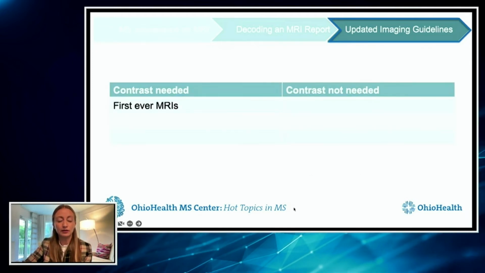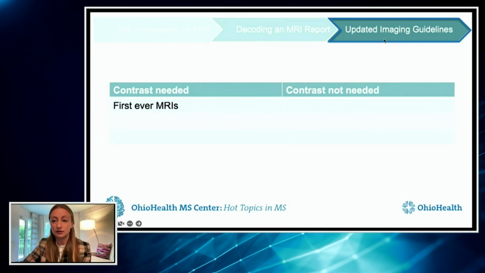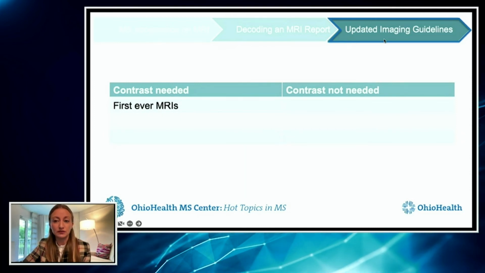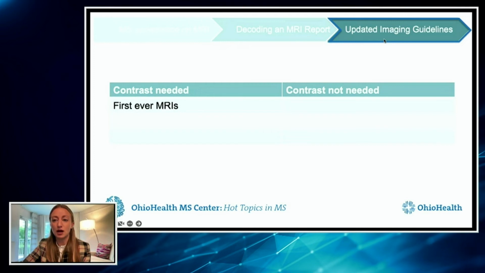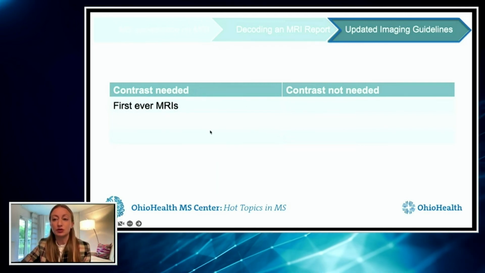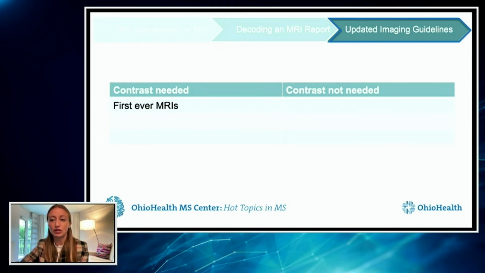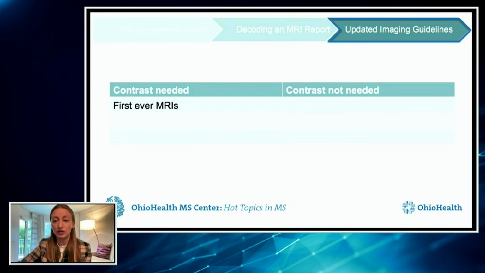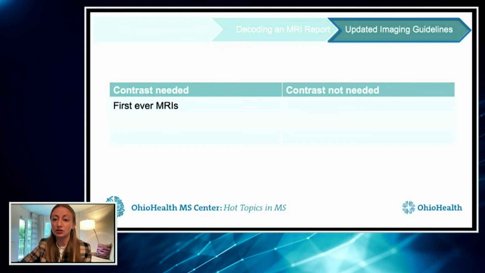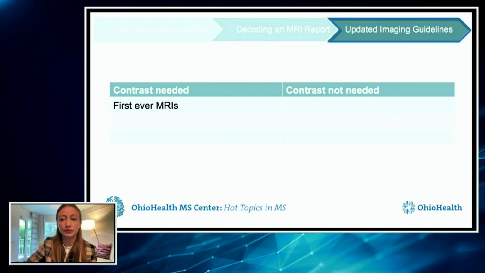So now we're going to look at a list of scenarios where we might want contrast and where it's not necessary to get contrast. This is not going to be a comprehensive list, but we'll summarize the most common clinical scenarios. So contrast is needed in first ever baseline MRIs, like we just talked about, because it can show us active enhancement. It can help us to confirm a diagnosis and also to differentiate MS from other diseases that can also cause white spots on the brain.